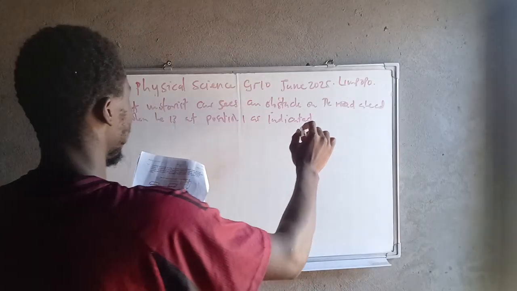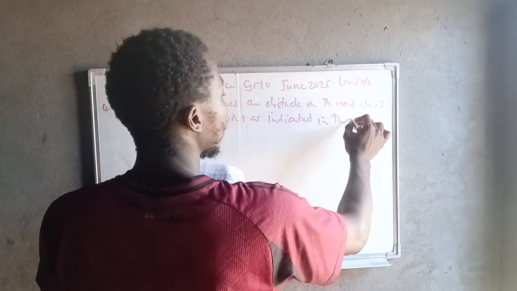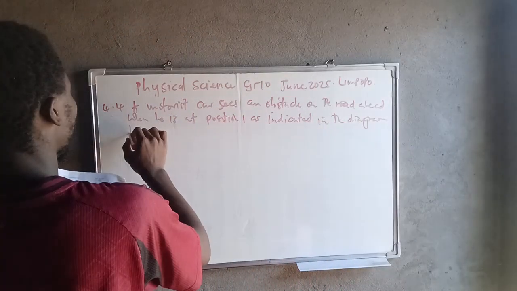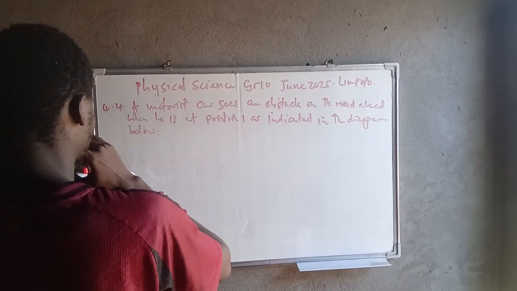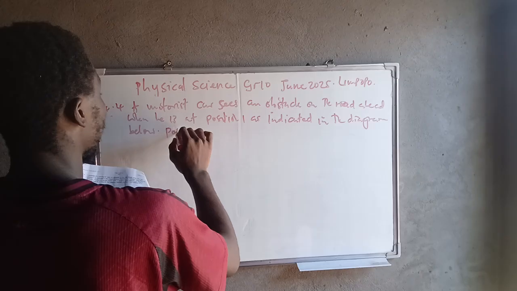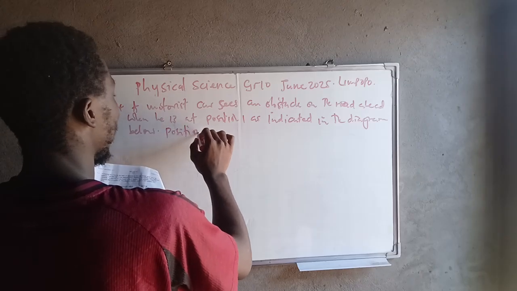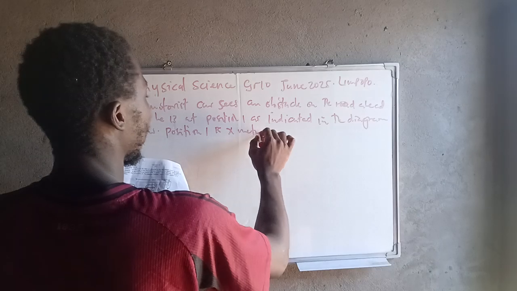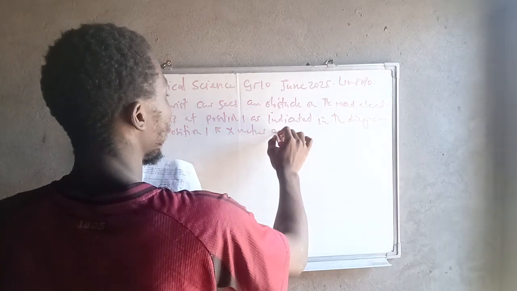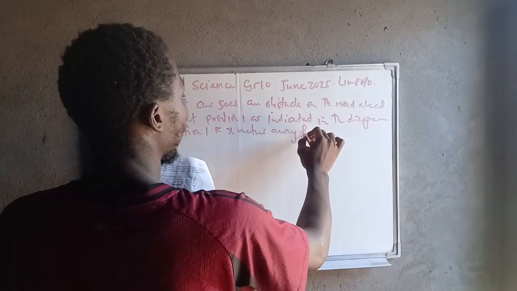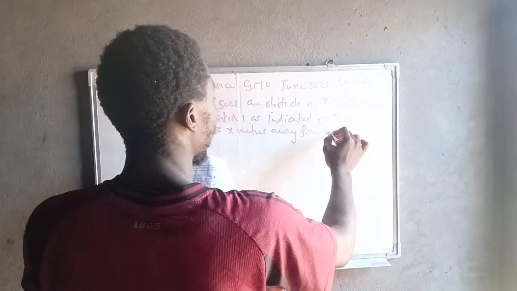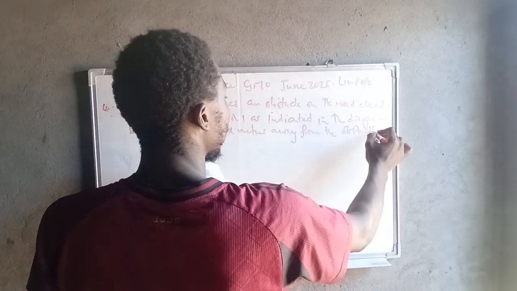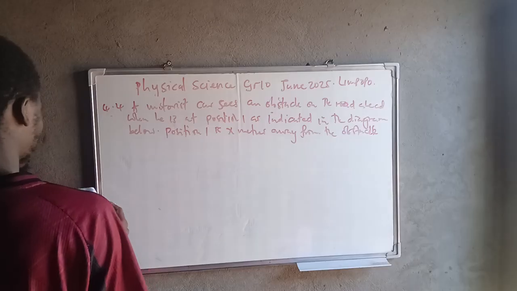Position 1 is indicated in the diagram below, right? Position 1 is x meters away from the obstacle. So position 1 is x meters away from the obstacle.